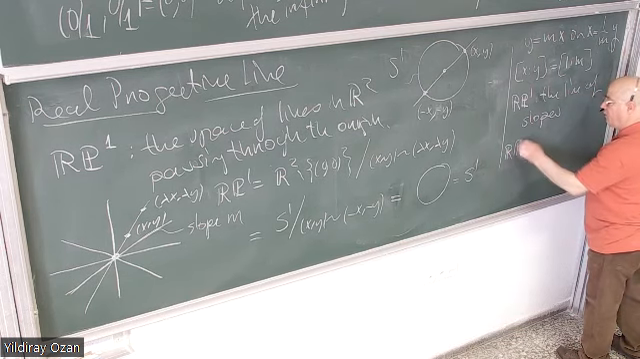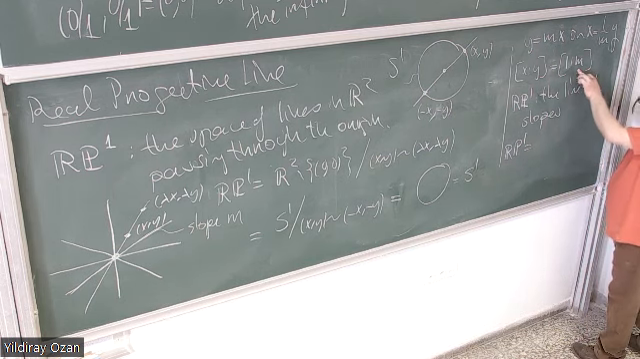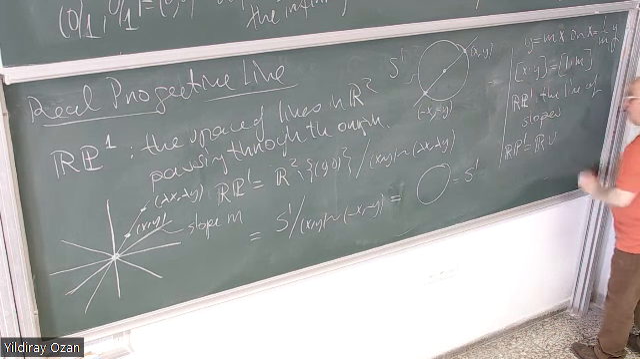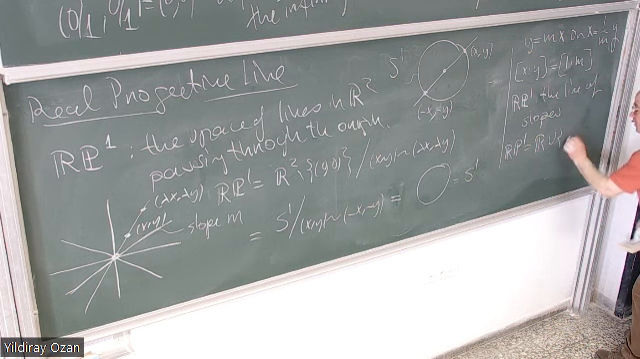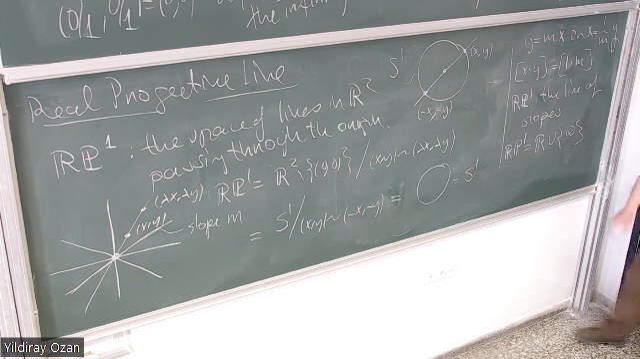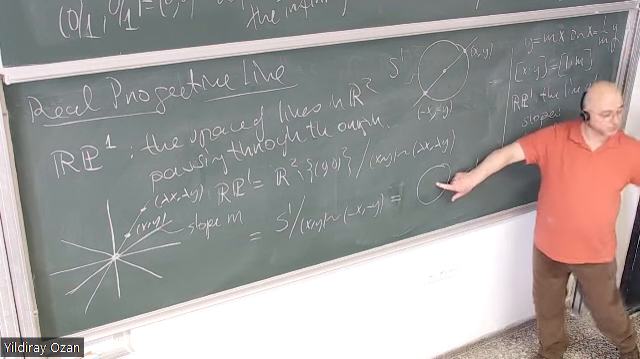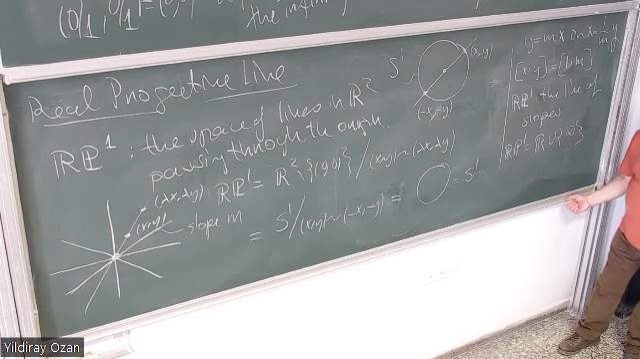And RP1 can be seen as follows. Slope can be any real number, R. We have to add only the infinite slope, so we just also put infinity. Therefore this RP1 is basically a circle. It contains the whole real line, plus the point at infinity.